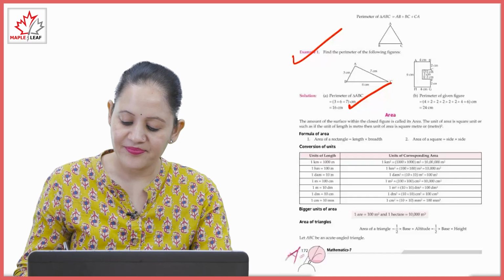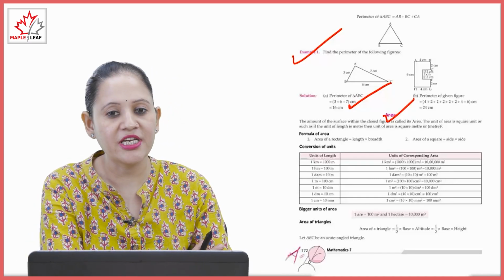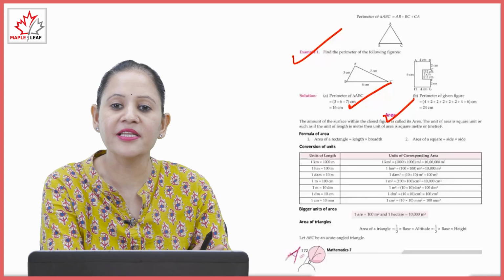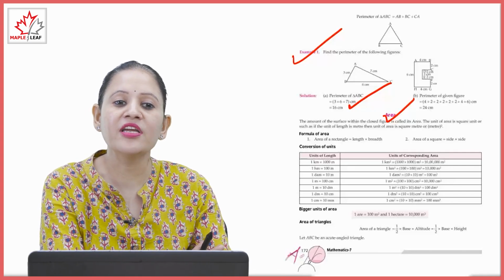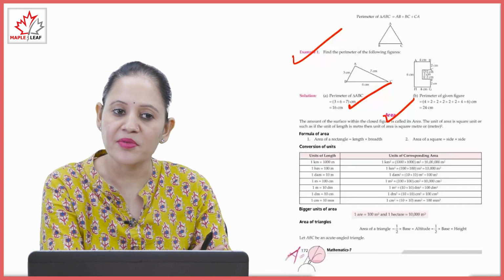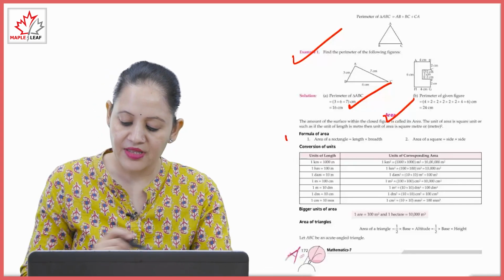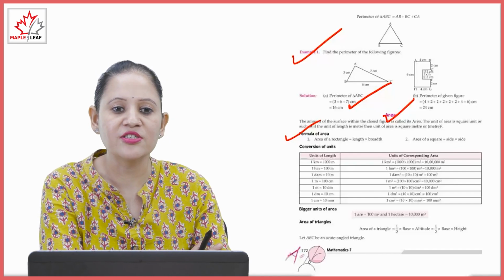Next is area. The amount of the surface within the closed figure is called the area. Unit of area की बात करें तो हमेशा area को हम square unit में express करते हैं, such as if the unit of the length is meter, then unit of area क्या हो जाएगी, square meter. Formula of area. Area of the rectangle is length into breadth and area of square is side into side.